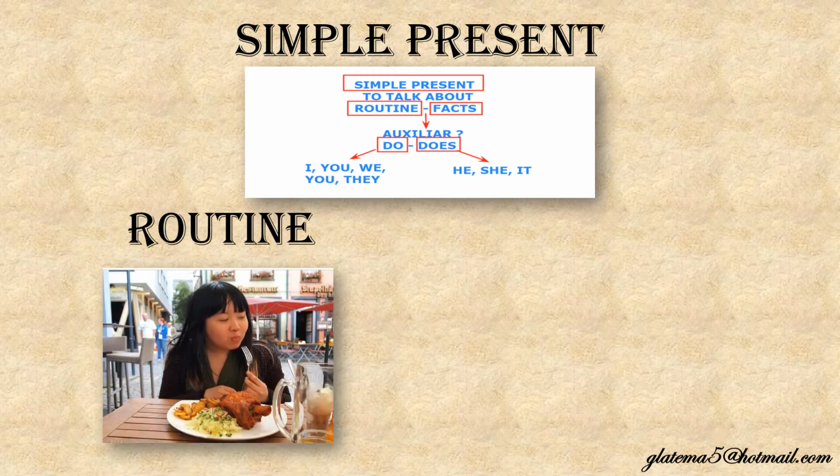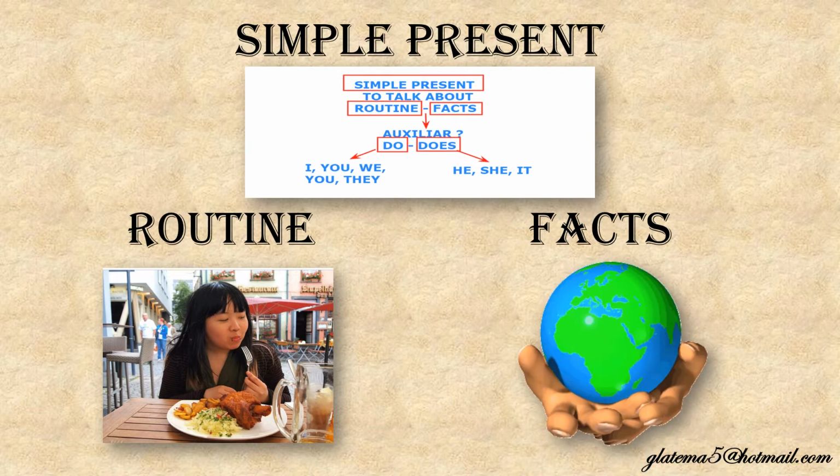Let's see. So an action that is considered a routine, for example, when you have lunch. It's an activity that you do every day. And in facts, for example, we have the earth moves. That is something real. It's not fiction.